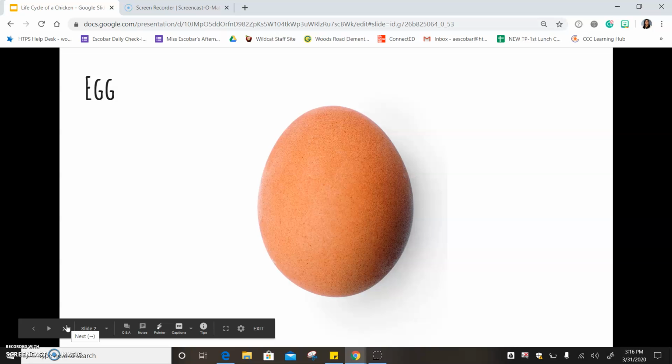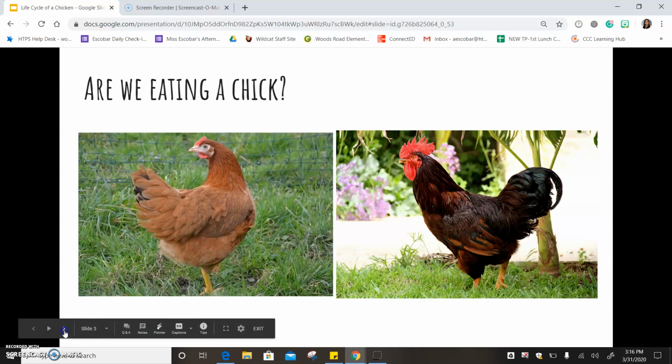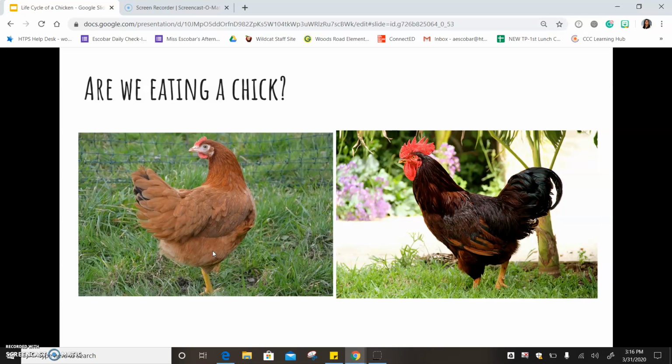Now, some of you might be wondering, are we eating a chick? When mommy and daddy or grandpa, grandma, and uncle are making you scrambled eggs or fried eggs, you might be thinking, well, are we eating a chick while we're eating our breakfast? And the answer is no, you are not.